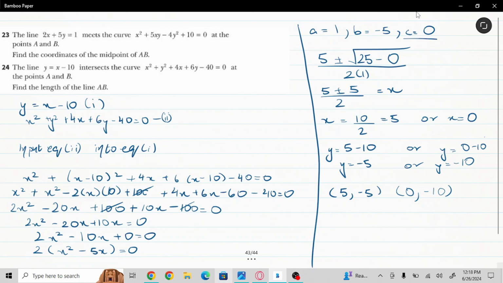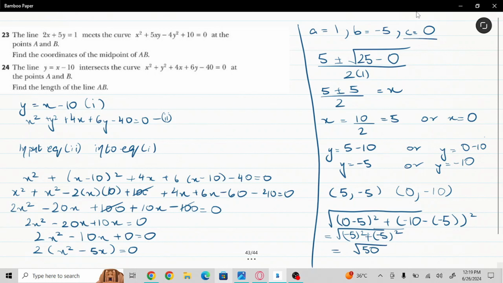Now what we have to do is find out the length of the line. So length meaning the distance. So again, the same formula, x2 minus x1. So x2 is 0 minus 5 whole squared plus y2 minus y1, so minus 10 minus (minus 5) whole squared is equal to under root of minus 5 squared. So minus 10 plus 5 is again minus 5. So minus 5 whole squared, so 25 plus 25 is equal to under root 50. And we have that is equal to 5 under root 2.